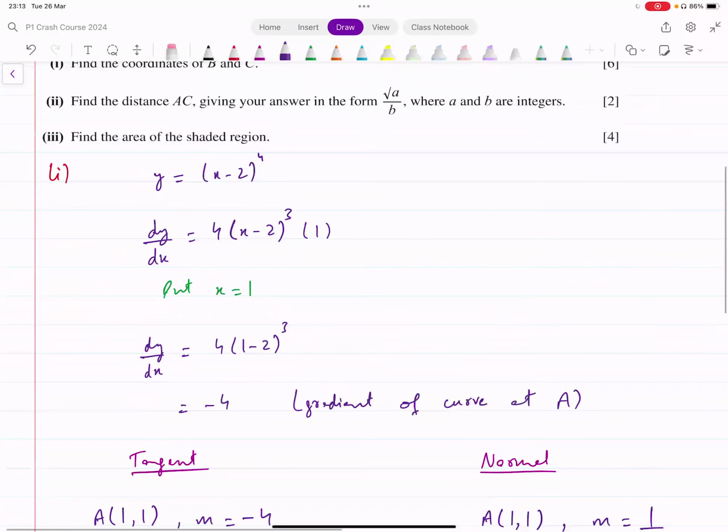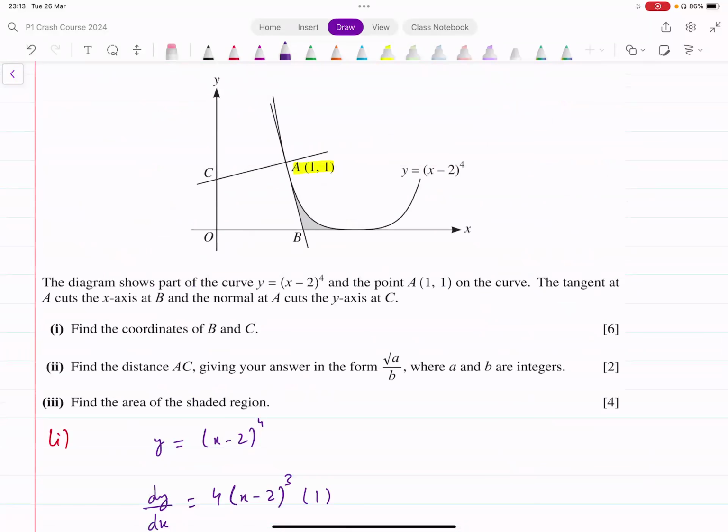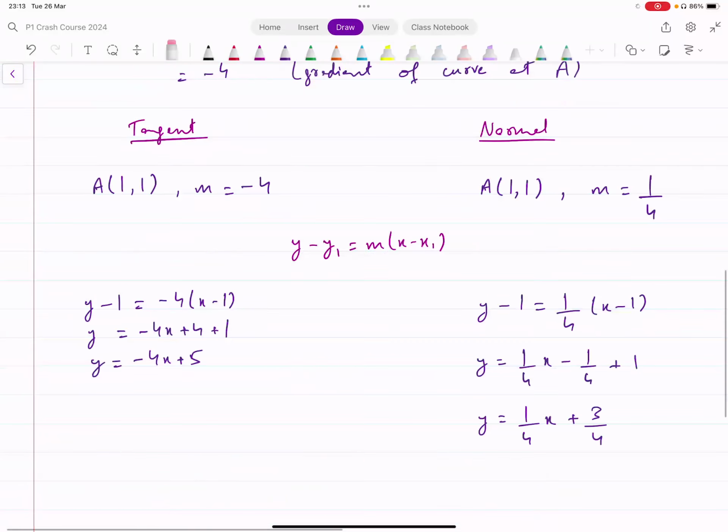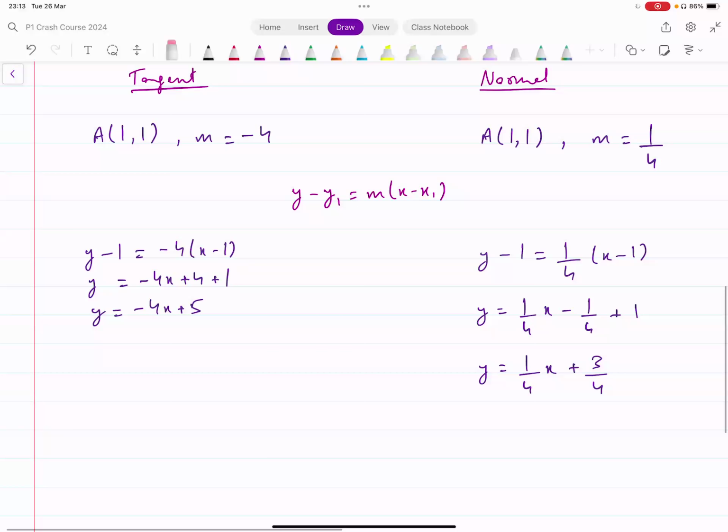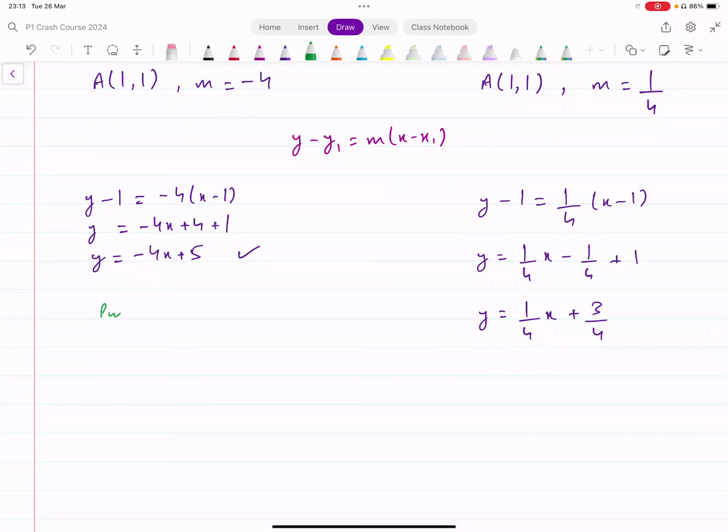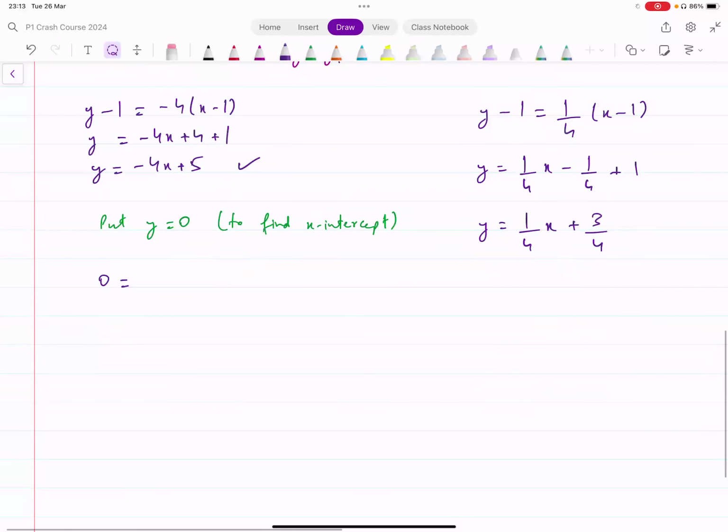Now, what were we looking for? We were looking for the x-intercept of the tangent. So we have the equation of the tangent now. This is the equation of the tangent. For finding the x-intercept of this equation, what do we do? We put y equal to 0, to find the x-intercept. When we input y equal to 0, that gives us 0 equal to -4x plus 5. And that's going to give us x equals 5/4.